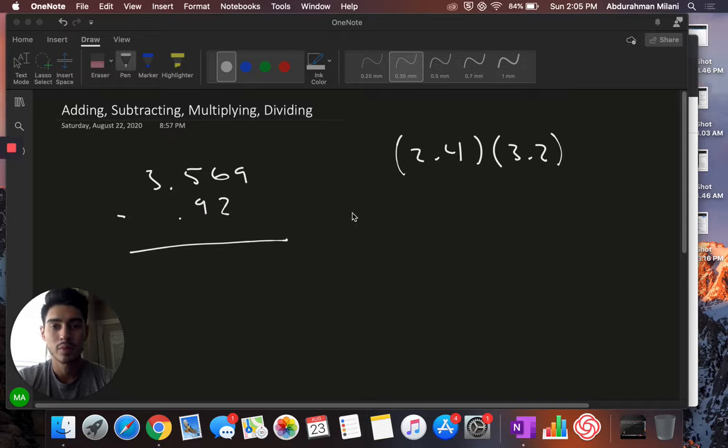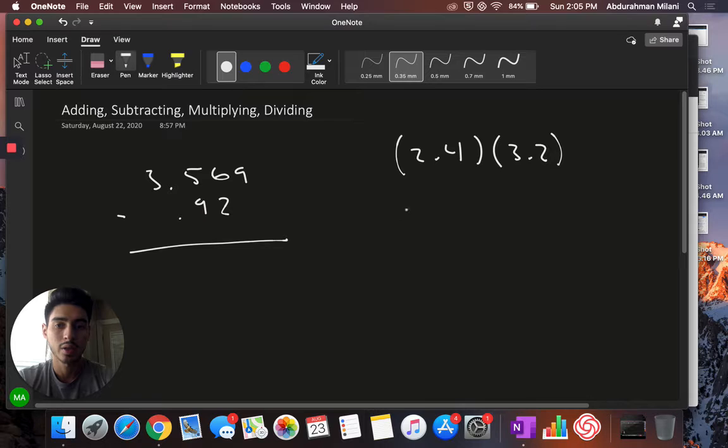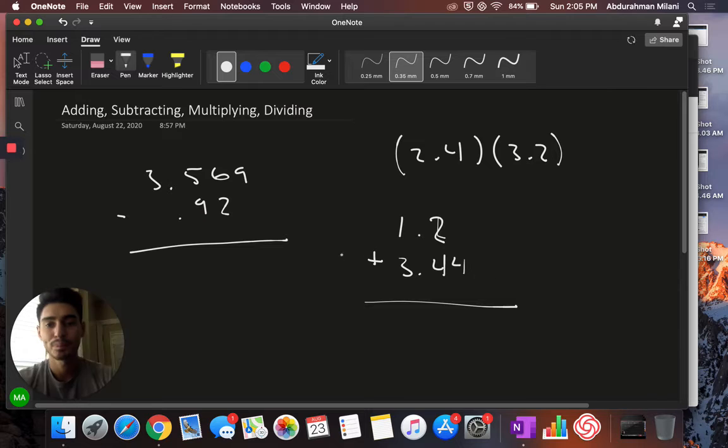So say we have something like, let's do this, say we have something like 1.2 plus 3.44. First thing we want to do is line it up and bring that decimal down. So we're going to keep that decimal right there.